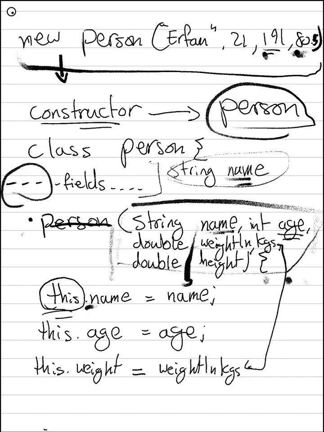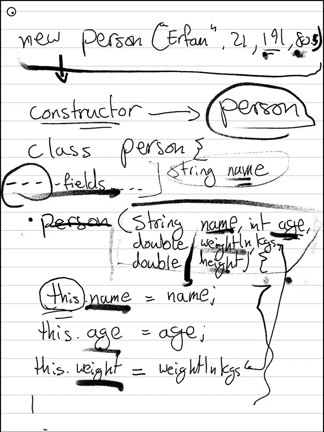So the second part of our equation always needs to match these parameters that we're taking in. The first part of our equation always needs to match the field's name, because we're talking about this instance. Now it makes sense. Yeah?